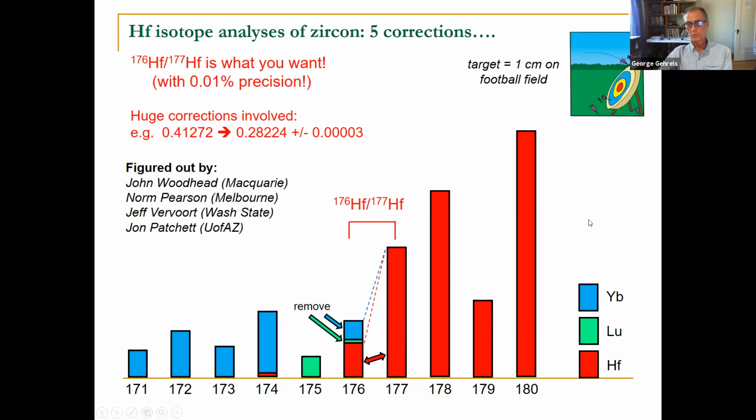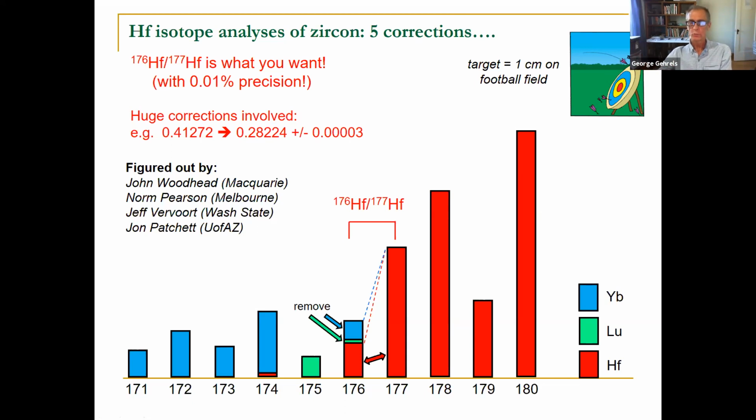So the problem is that when you do the measurement, say 176 to 177, you get a value that might be 0.4, 0.5, something like that. But what you want is the red to red, 176 hafnium to 177. That's the one that's 0.282 something, right? So here's what you measure, and here's what you want to correct it to, and you have to do that correction down here in the 5th decimal place. So we're starting off with a really huge isotope ratio, making these corrections, and we want to end up at 0.282 with very, very small uncertainty.